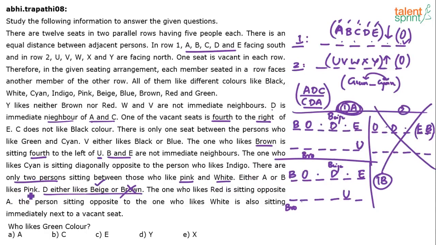Either A or B likes pink. See, both are for pink, right? So let's try and use this. Either A or B likes pink, and there are only two persons between pink and white. Let's assume B likes pink.